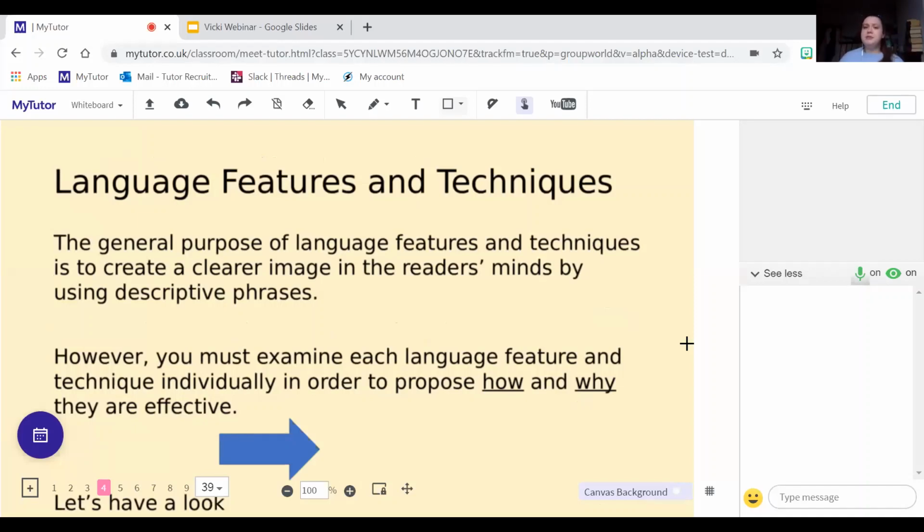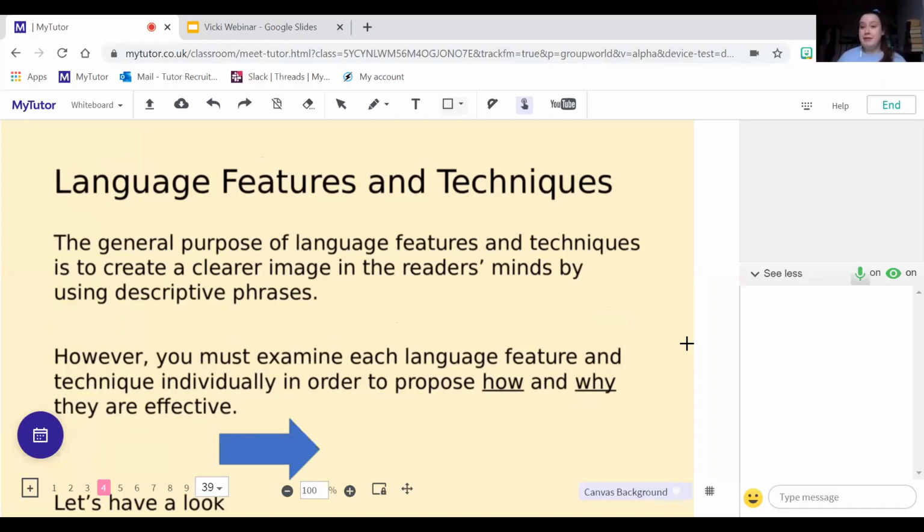So in general terms, language features and techniques are there to create a clearer image in the reader's head. It helps us imagine what is being written about, what things look like. Obviously, that's a huge generalisation. And when it comes to actually writing your answer, don't write that because it's not specific enough. We need to be specific. So we need to think about how and why they are effective. The main thing we need to look at is the effectiveness.